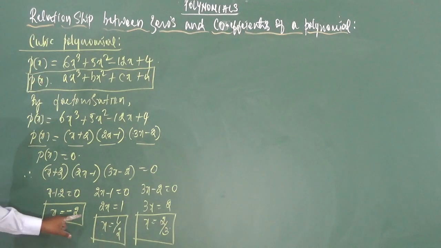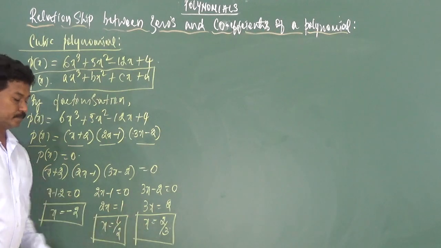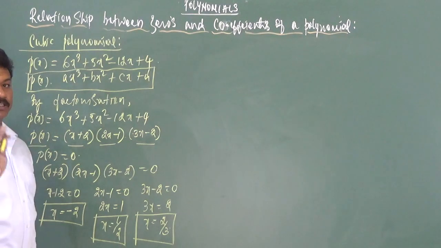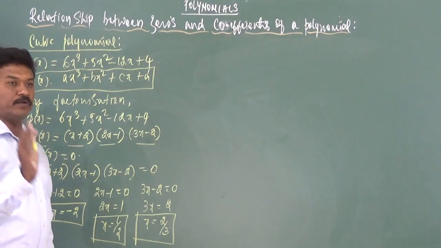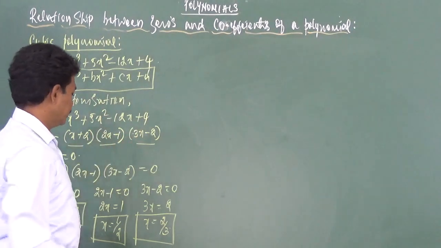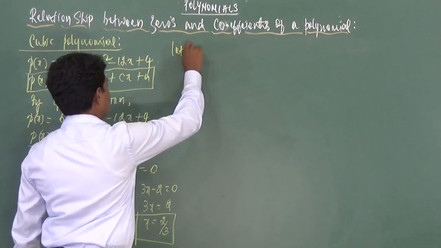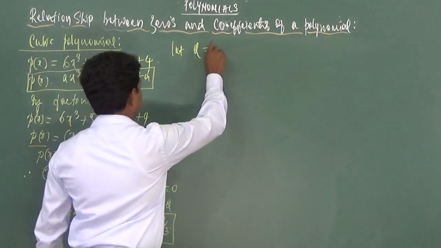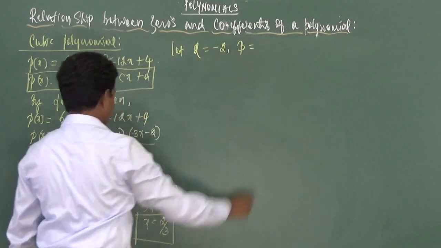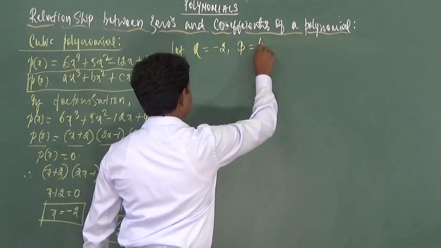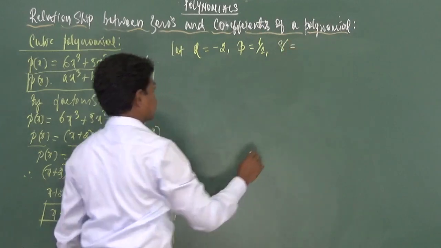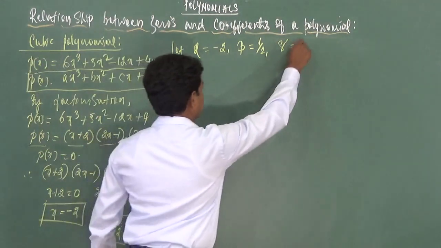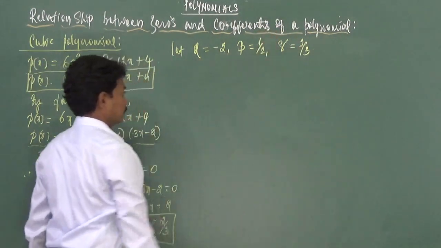One is x is equal to minus 2, x is equal to 1 by 2, and x is equal to 2 by 3. So we have 3 zeros here. So now we will find out the relationship between the zeros and the coefficients of the polynomial. So let alpha is equal to minus 2, beta is equal to 1 by 2, and gamma is equal to 2 by 3, because as we have 3 zeros, I will consider one other zero as gamma. So we have 3 zeros.